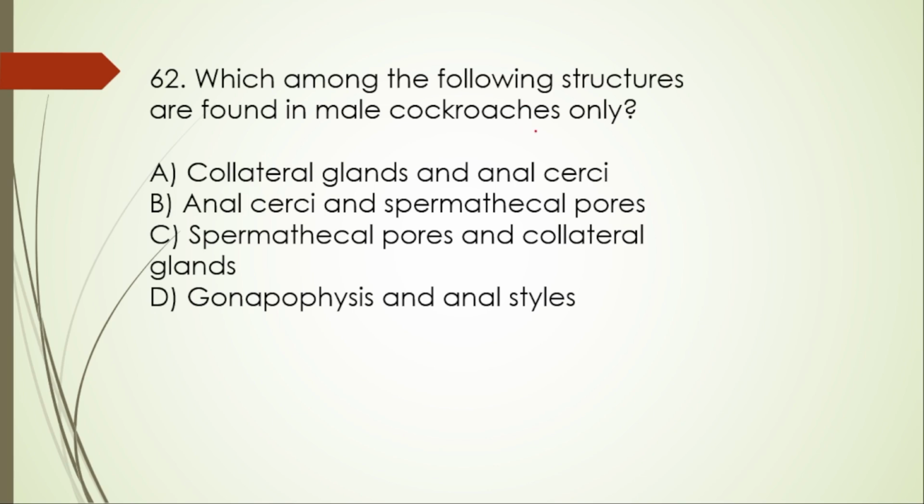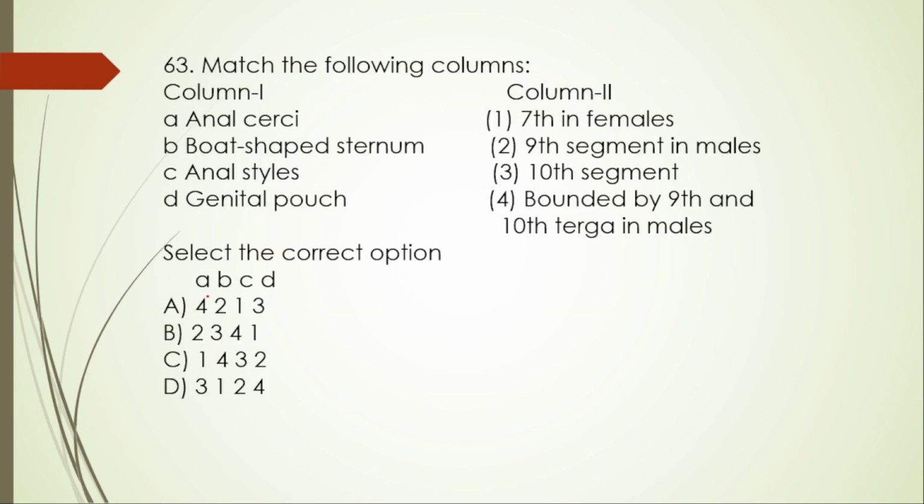Next, 62. Which among the following structures are found in male cockroaches only? Here, collateral glands and then anal cerci, and then spermathecal pores, and then collateral glands, gonapophysis and then anal style. This is the right one. That is for the 62, D one is right.